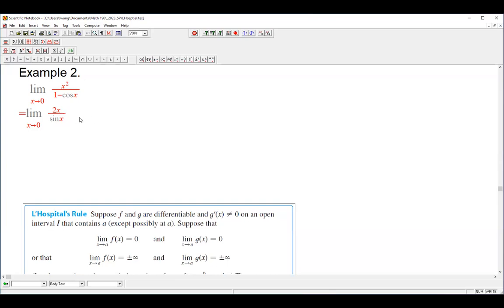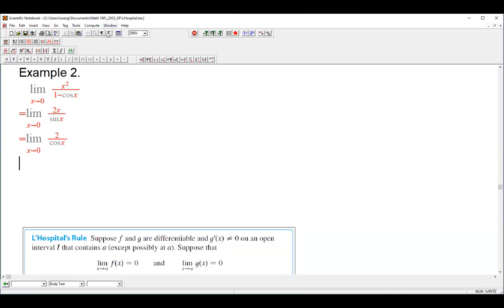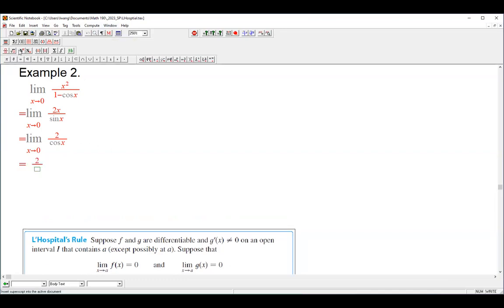Can we do direct substitution? No, we can't, because we have sine x, and when x is approaching 0, the denominator is approaching 0 and the numerator is approaching 0. So we cannot do direct substitution. But in fact, we can use L'Hopital's rule again. The derivative of 2x is 2. The derivative of sine x is cosine x. So the next step, yes, we can do direct substitution, and that's going to be 2 over cosine 0, which equals 2 in the end.